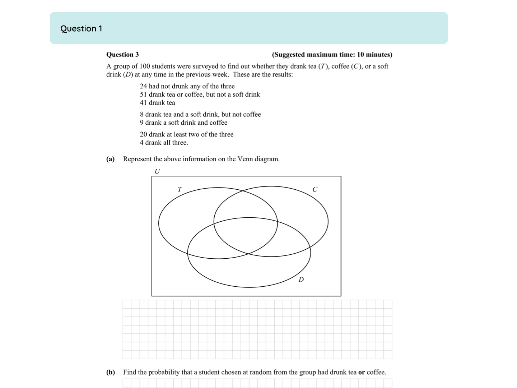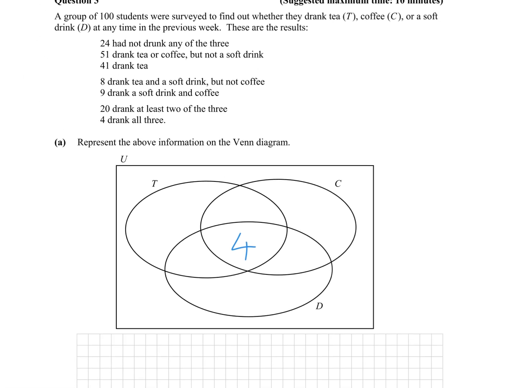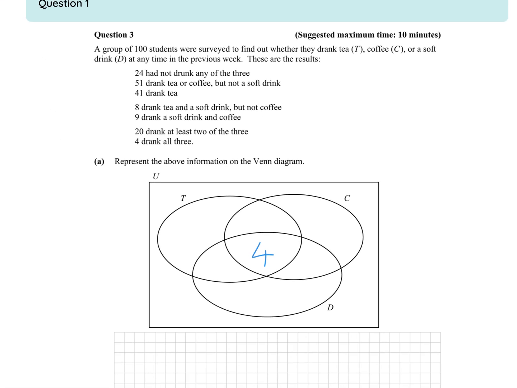It says 4 people drank all 3, so that's going to be our middle. Sorted. Then I look for information about either of these 3 here. So it says 8 people drank tea and a soft drink, but not coffee. So if I look at the tea and soft drink sets, the people who drank tea and a soft drink, but not coffee, are going to be right here, because if they were in this section, they'd be in the coffee circle as well. That should be 8 people here.